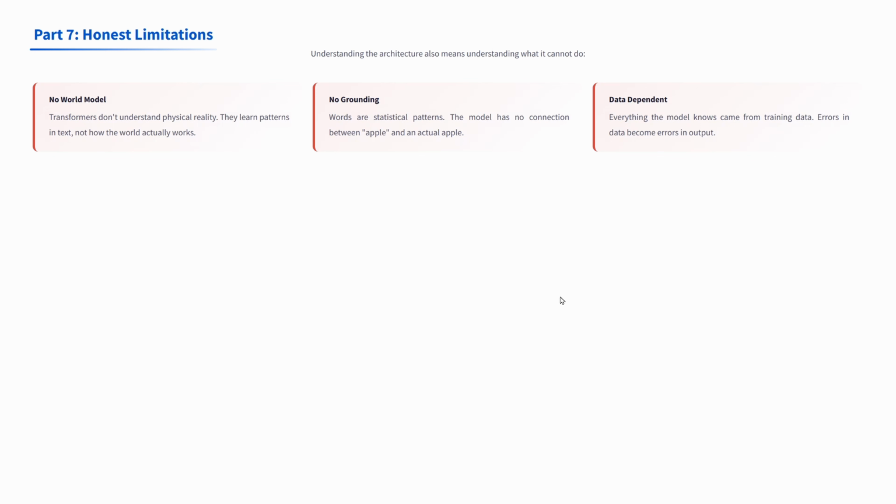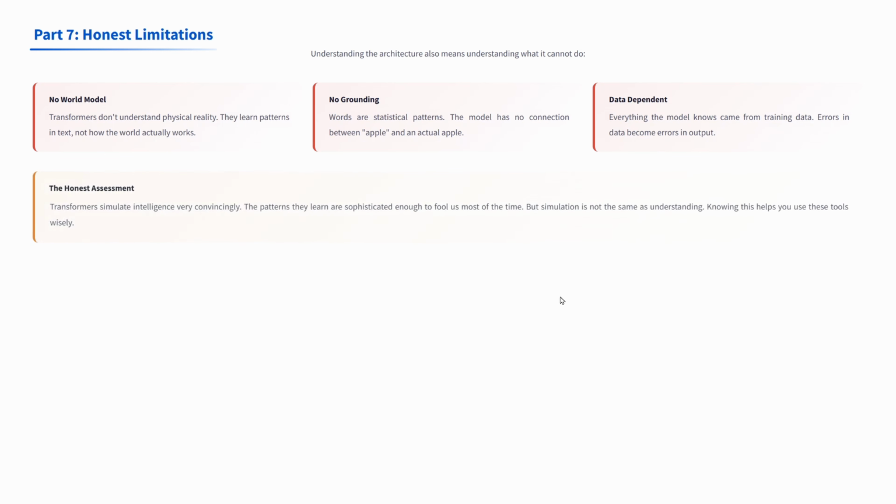Second, there's no grounding. Words are statistical patterns, not connected to real things. The model has no connection between the word apple and an actual apple you can eat. Third, everything is data dependent. The model only knows what was in the training data. Errors in data become errors in output. Gaps in data become gaps in knowledge.